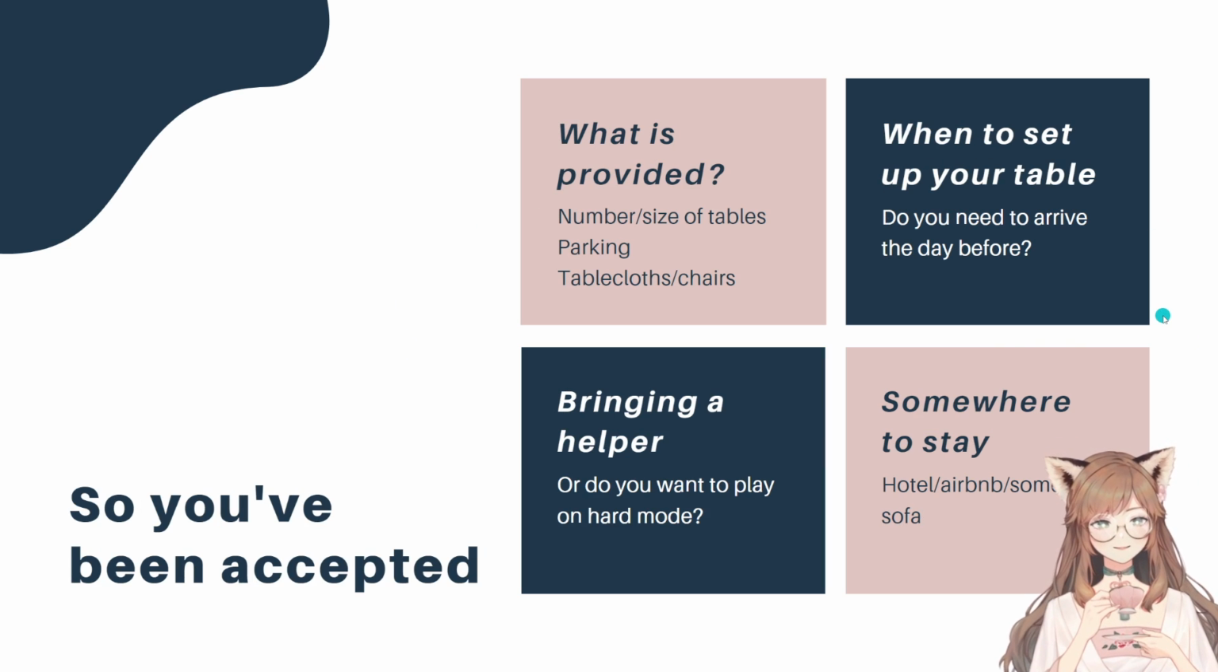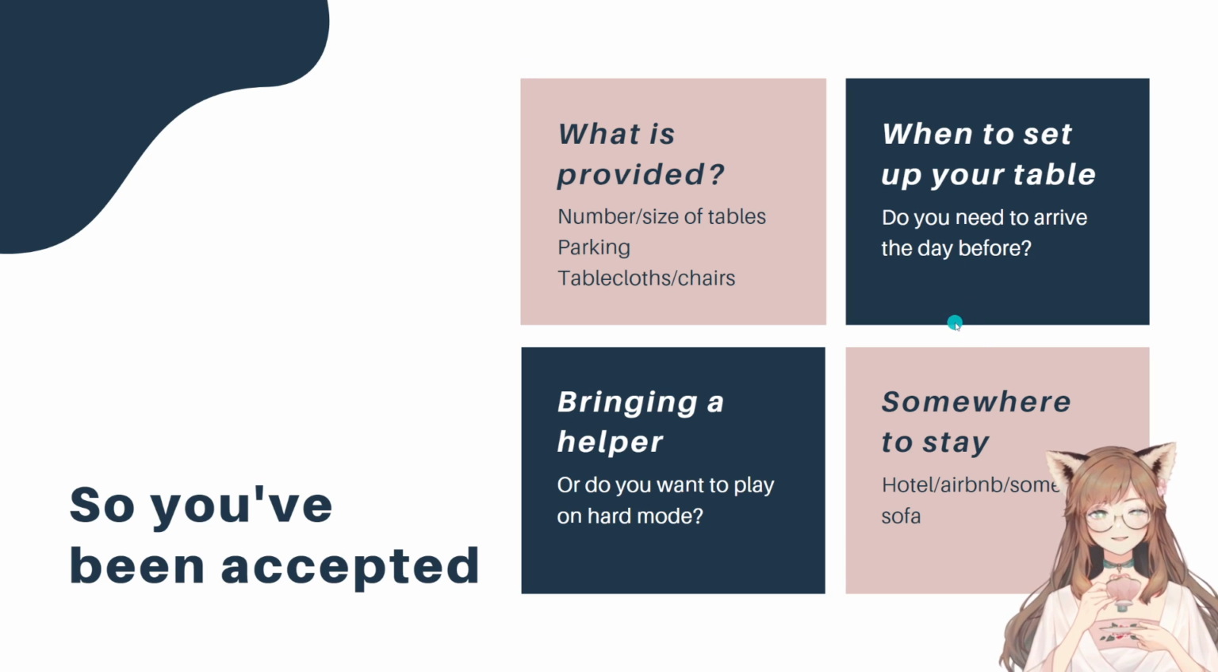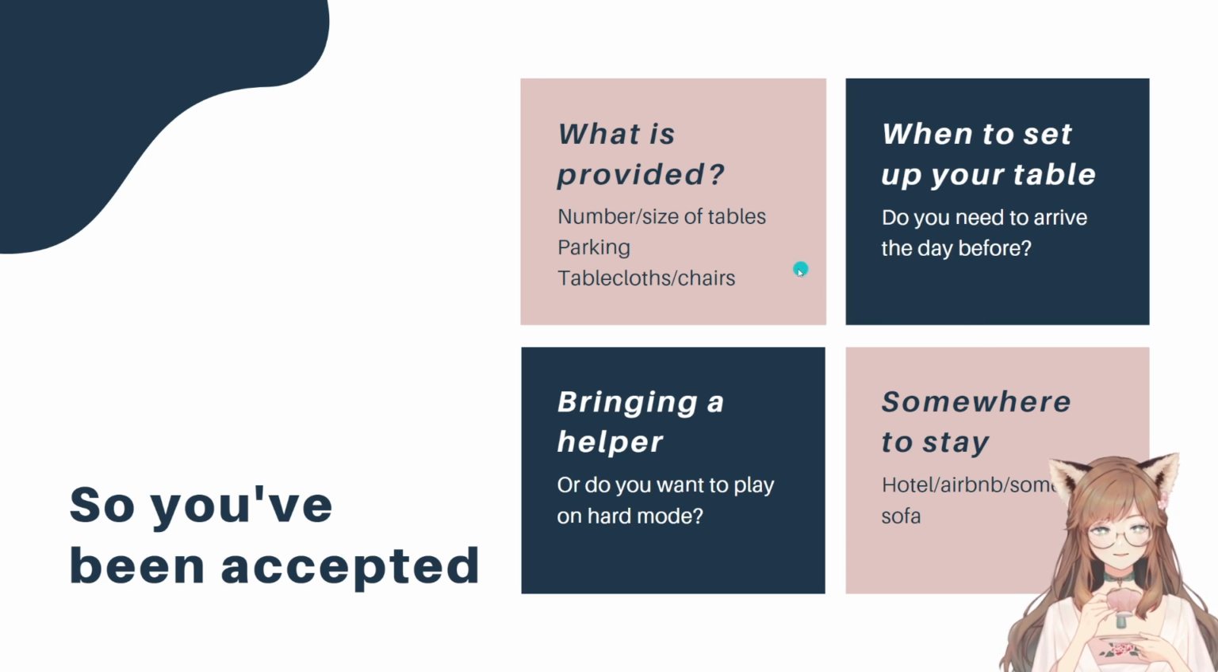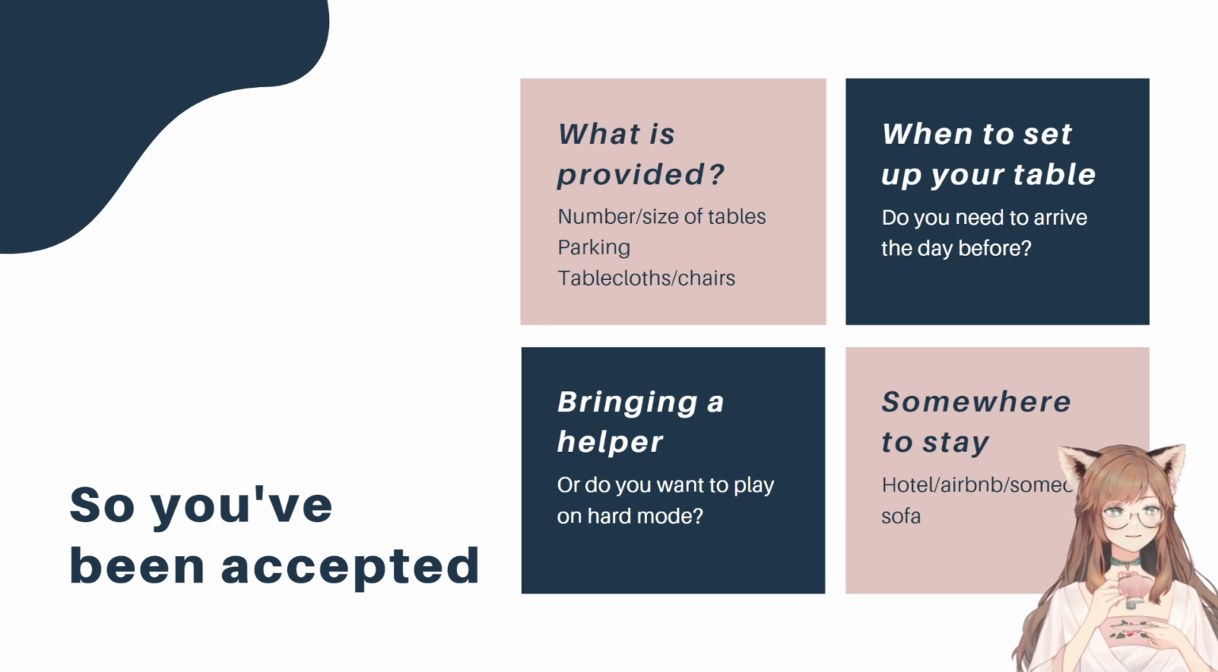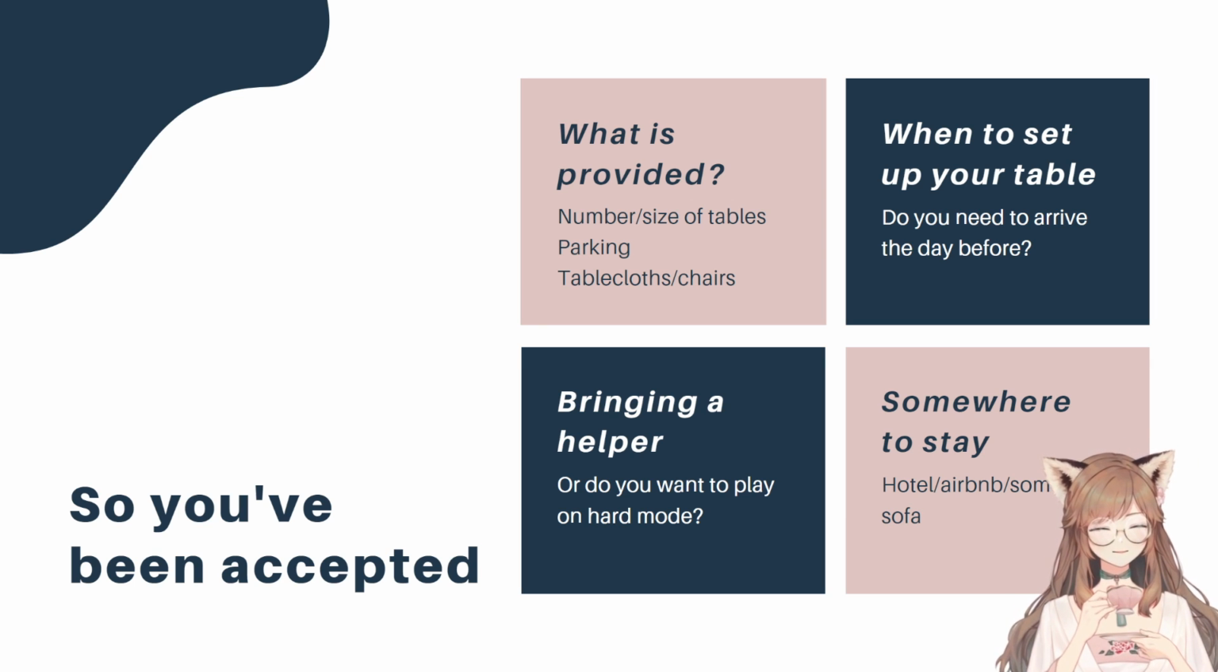Anyway, next. Okay, so you've applied to the con and you accepted. Yay! Now you gotta check what is provided with the table. For example, how many tables do you get? At MCM you get 2. At SunnyCon you get 1. But some cons allow you to buy extra tables too.